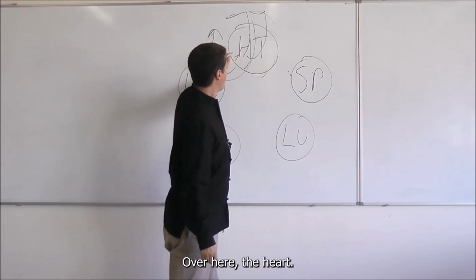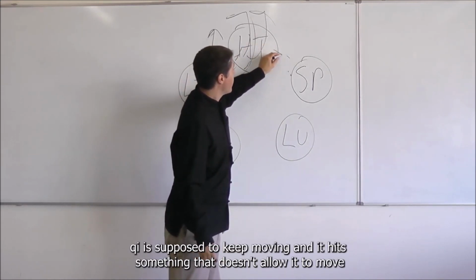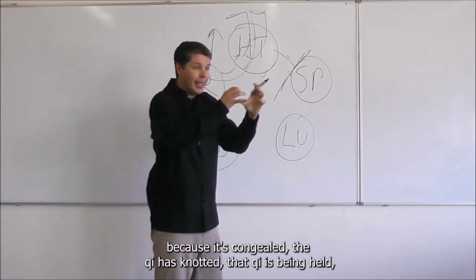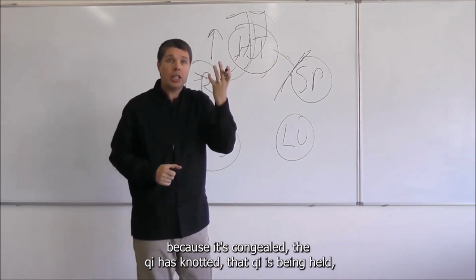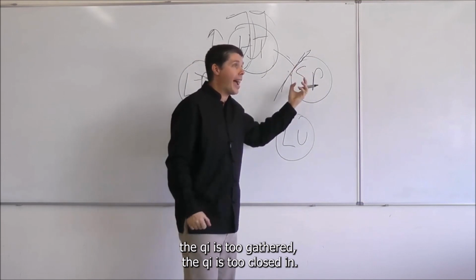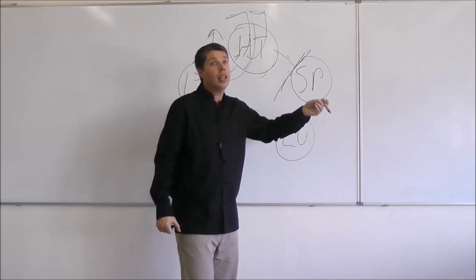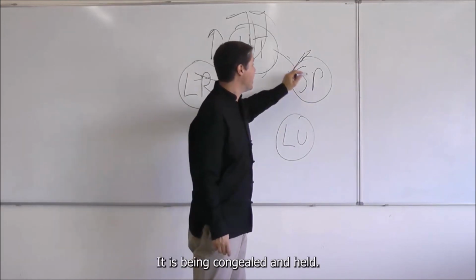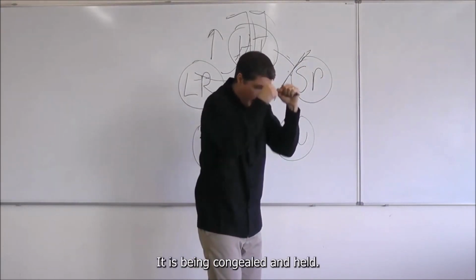Over here, the heart chi is supposed to keep moving, and it hits something that doesn't allow it to move because it's congealed. The chi has knotted. The chi is being held. The chi is too gathered. The chi is too closed in. It's not raising. It's not lowering. It's not exiting. It's not entering. It is being congealed and held.